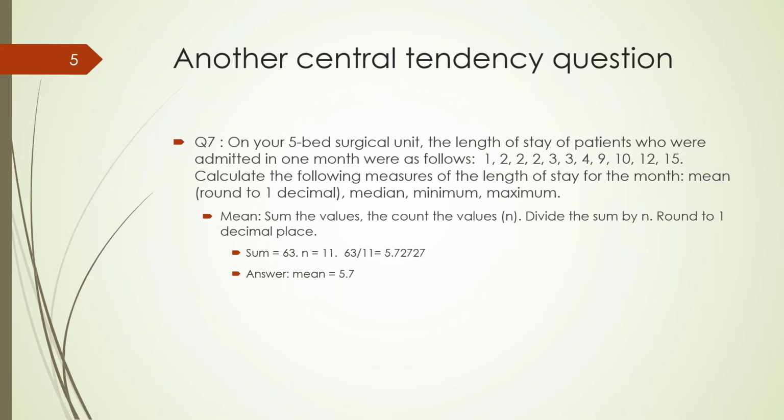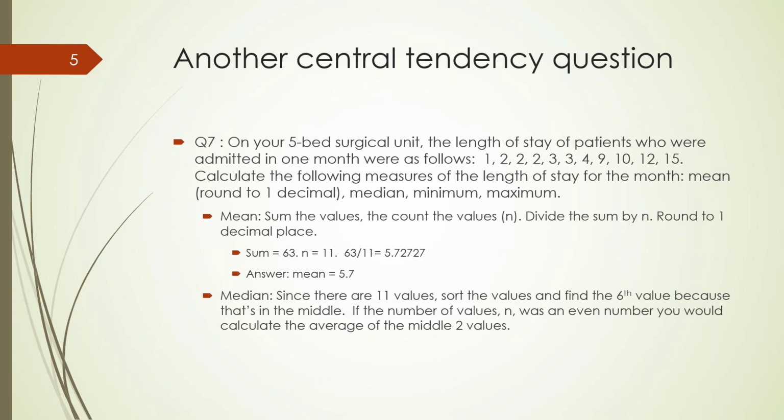So the sum is 63, the n is 11. I divided 63 by 11 and got 5.7272, repeating. The answer rounded to 1 decimal place is 5.7. If it was 2 decimal places, it would be 5.73. But typically throughout this course, we'll be asking to round to 1 decimal place, and that's usually sufficient.